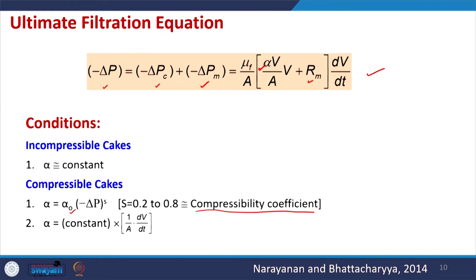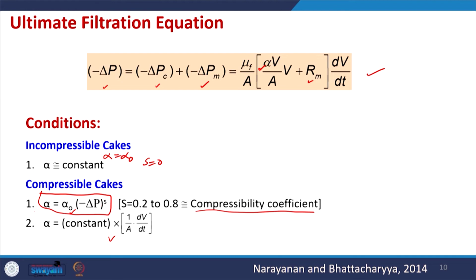Similarly, alpha can also be related by this type of equation. Many possibilities are there, but generally this equation is used most often for compressible cakes, and if the cake is incompressible, S is equal to 0. Under that condition alpha becomes equal to alpha 0. So, this is for incompressible cake. When we are using it for a compressible cake, there is some modification in the equation, so while integrating we have to remember the value of S.